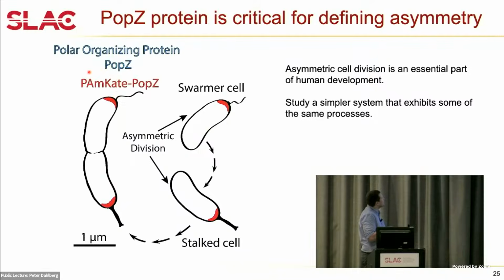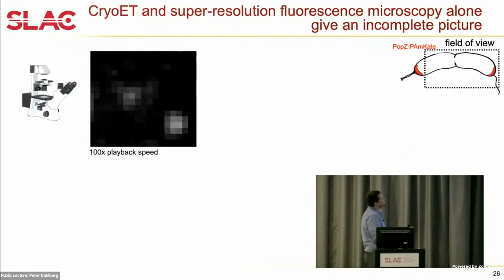We're going to label POPZ with this label here, photoactivatable monomeric Kate. Again, another very long name from biology, but this is our fluorescent label here, PAmKate, and we're going to attach it to our protein of interest, POPZ. We're going to take cells that have this, and we're going to freeze them. We're going to image them in fluorescence, and then we're going to image them in the electron microscope. So that looks something like this.